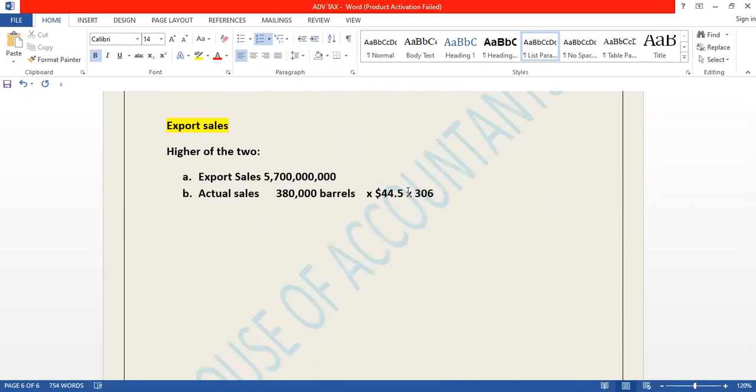That will give us the total figure we need as the sales. So let's multiply, please. What do we get if we multiply the figures together? That will be 380 times 44.5 times 306. What do you get? Are you there?